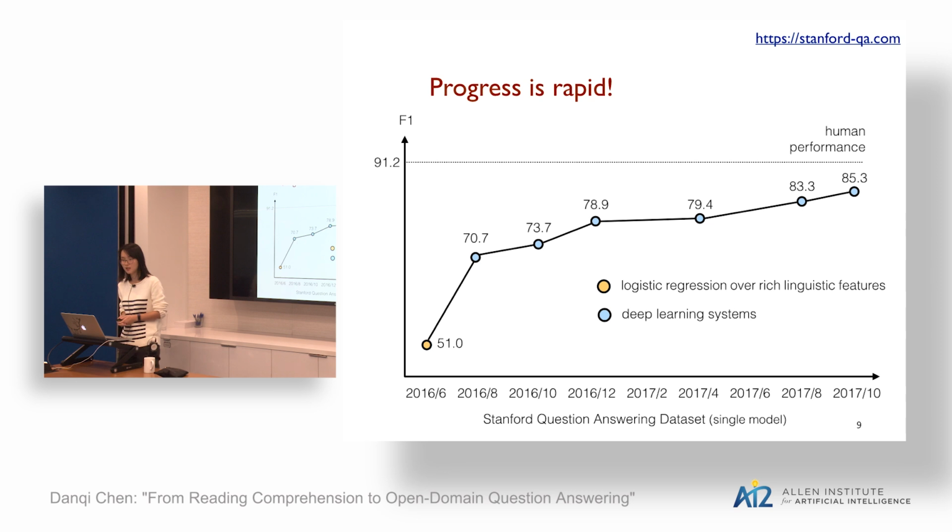the numbers keep growing. And by last month, the best single system on the Stanford Question Answering Dataset has already achieved 85.3, and the human performance is about 91.2. So the gap is already pretty small. And if we consider ensemble models, the gap is really, really small at this point.